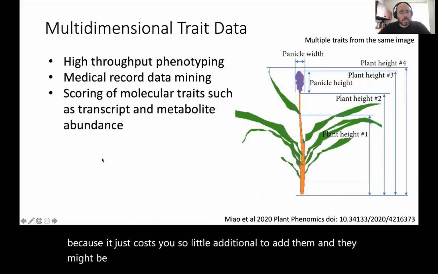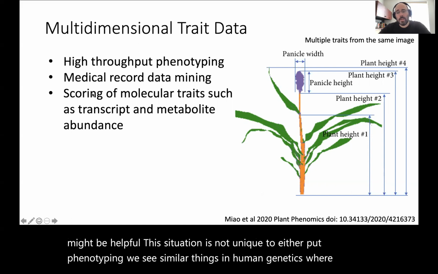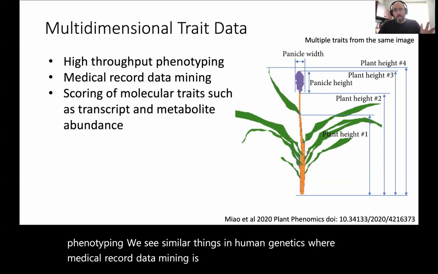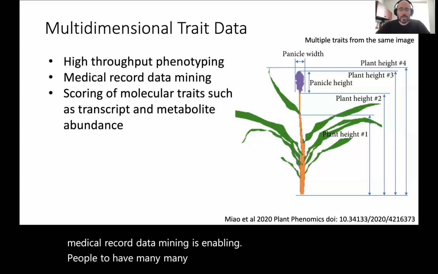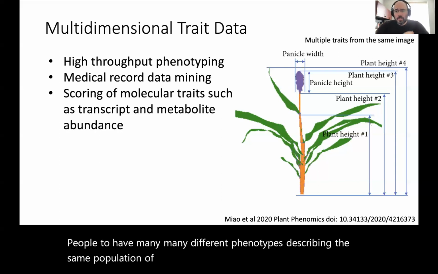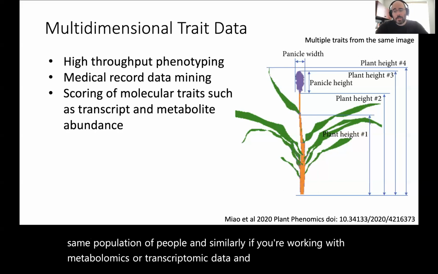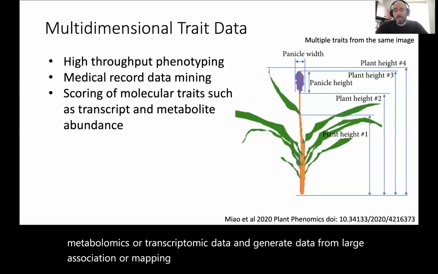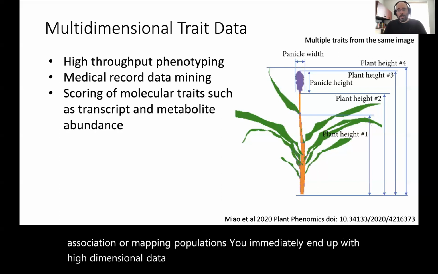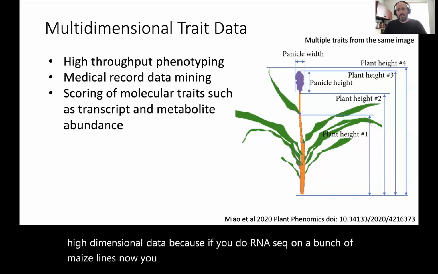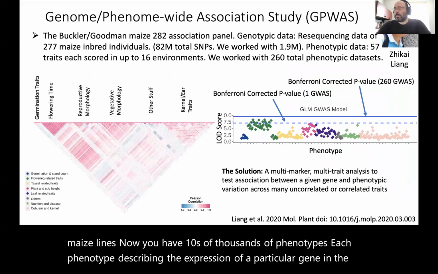This situation is not unique to high-throughput phenotyping. We see similar things in human genetics where medical record data mining is enabling people to have many, many different phenotypes describing the same population of people. And similarly, if you're working with metabolomics or transcriptomic data and generate data from large association or mapping populations, you immediately end up with high dimensional data because if you do RNA-seq on a bunch of maize lines, now you have tens of thousands of phenotypes, each phenotype describing the expression of a particular gene in the genome.